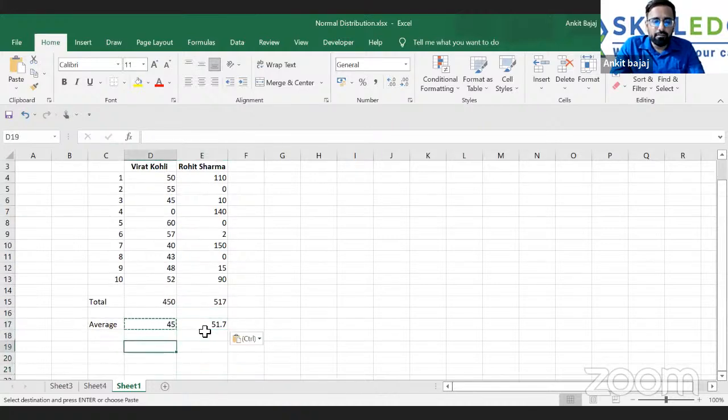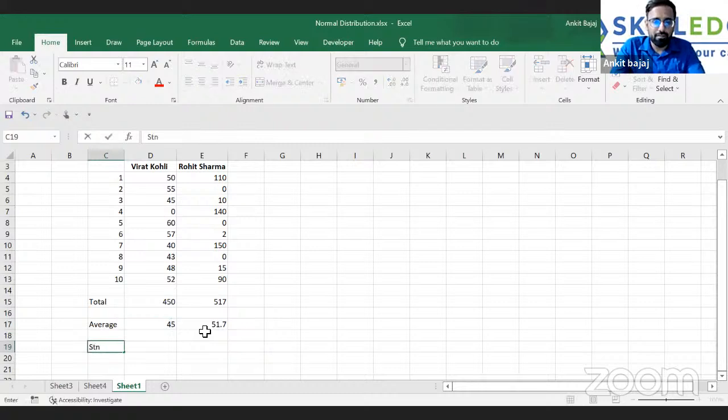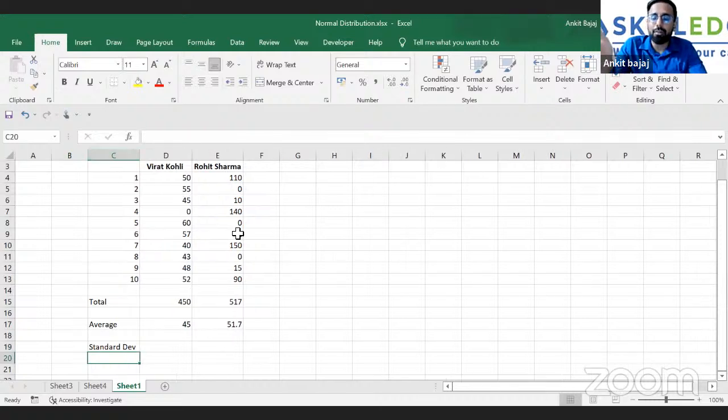Now, if I calculate standard deviation, right? There is a formula in Excel. With the help of Excel, you don't have to follow the long method, right? There is a long method. For that, I will be putting up another video where we will be solving the standard deviation manually.